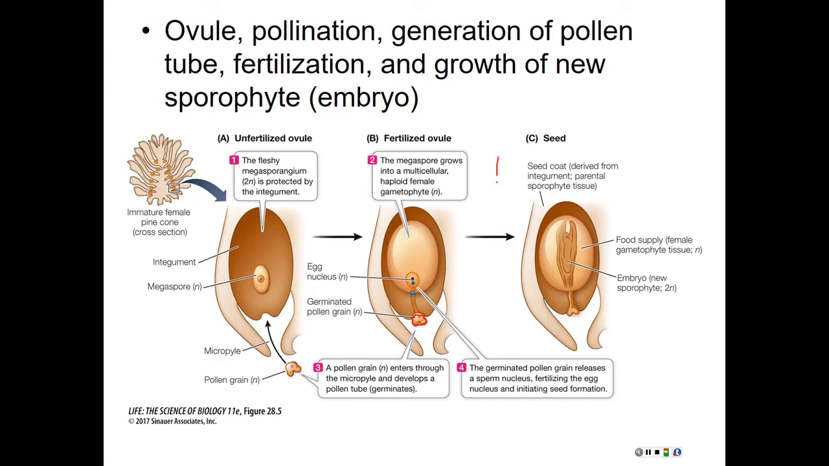And then if we look at our next stage of development, what happens? Well, the integument is going to start to toughen up and become a seed coat. And we are going to have a new baby sporophyte developing within that tissue of the female gametophyte, which in the case of the conifers and a few other plants, will be the food supply.